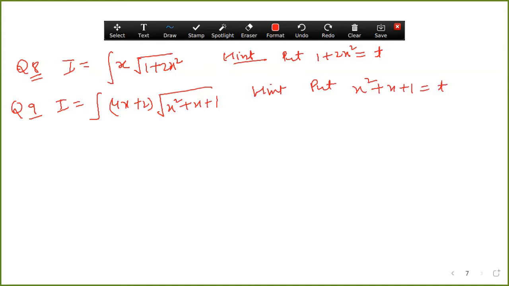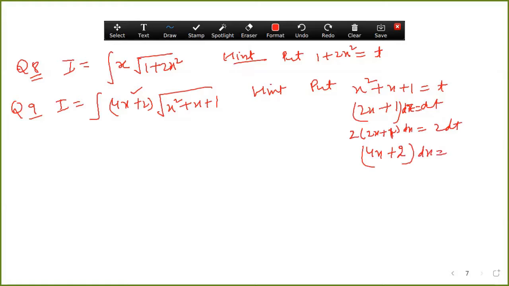Okay, I'll just give you an idea how to do the question. It becomes 2x plus 1 equal to dt, but here the requirement is 4x plus 2. I have to write down dx also. I think you can guess, when I multiply this equation by 2 on both left and right sides, you get 4x plus 2. That is the same as given in the question.